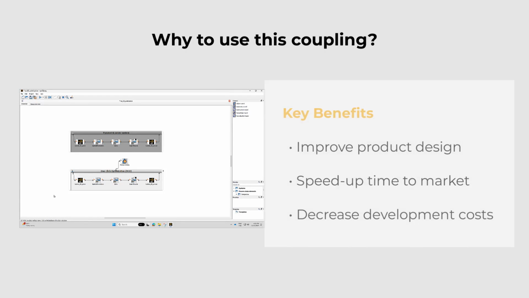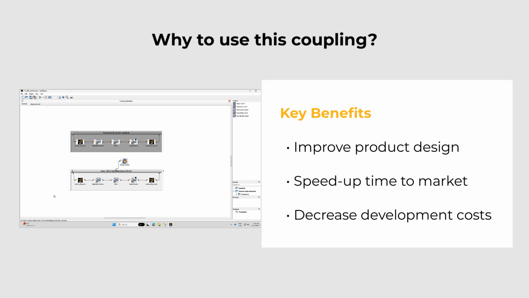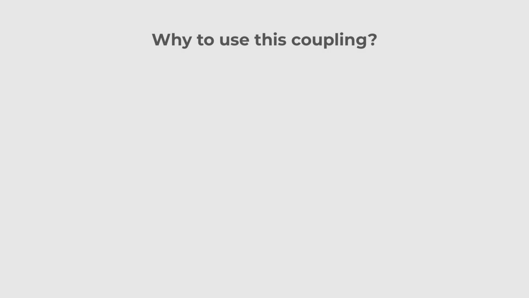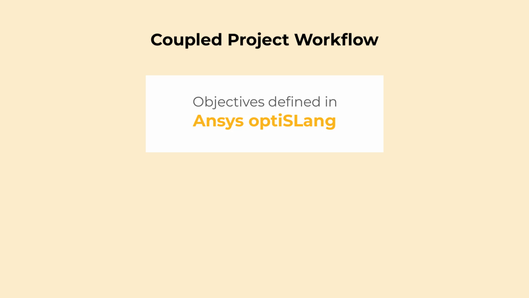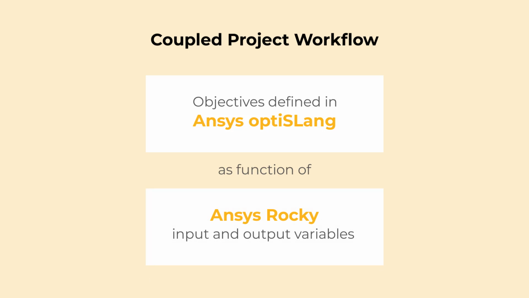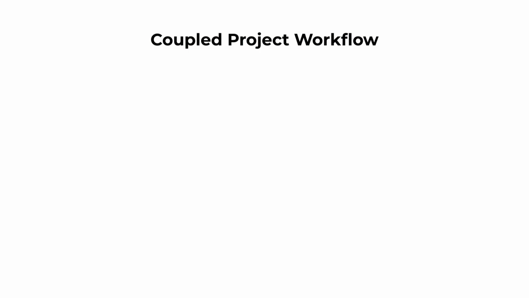This generates valuable key benefits, such as improved product design, faster time to market, and reduced development costs. A coupled project of Ansys optiSLang with Ansys Rocky can get Rocky simulations optimized based on objectives you define in Ansys optiSLang as function of Rocky input and output variables. The workflow is quite simple.